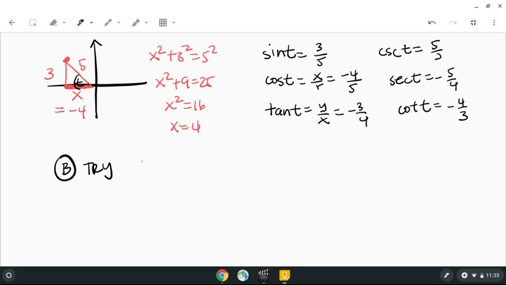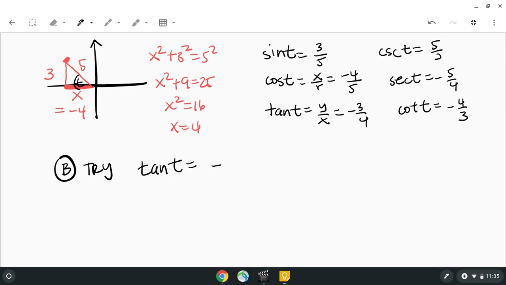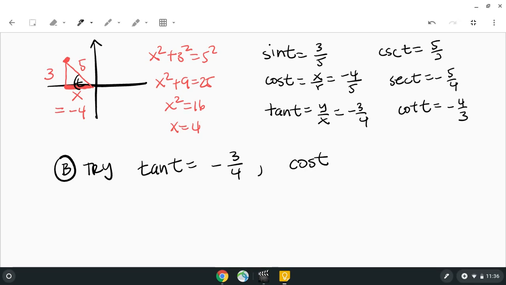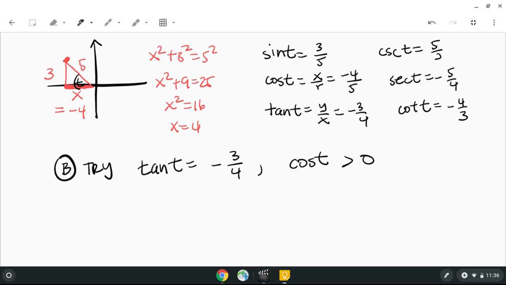Tangent t equals, this is a good one. You'll have to figure out who's negative. I'm going to put it right there in the middle. Who's negative, x or y? And here's another clue. Cosine is positive. So go ahead and find the 6 trig functions.